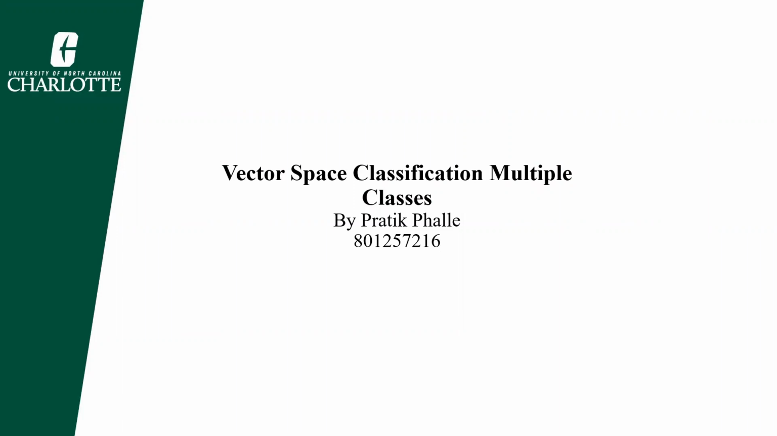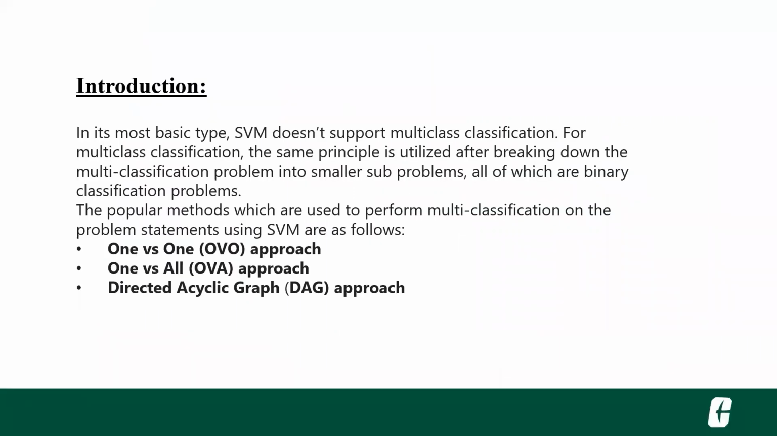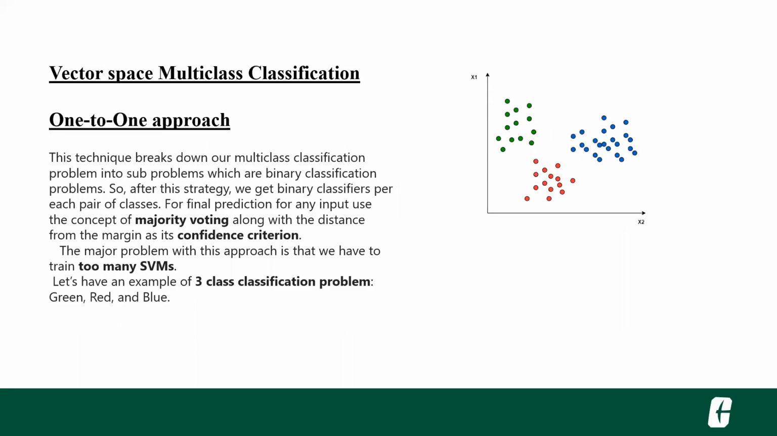Now I'm going to tell you about vector space classification with multiple classes. In its most basic type, SVM doesn't support multi-class classification. For multi-class classification, the same principle is utilized after breaking down the multi-classification problem into smaller subproblems, all of which are binary classification problems. The most popular methods for SVM are the one versus one approach, one versus all, and the directed acyclic graph approach.